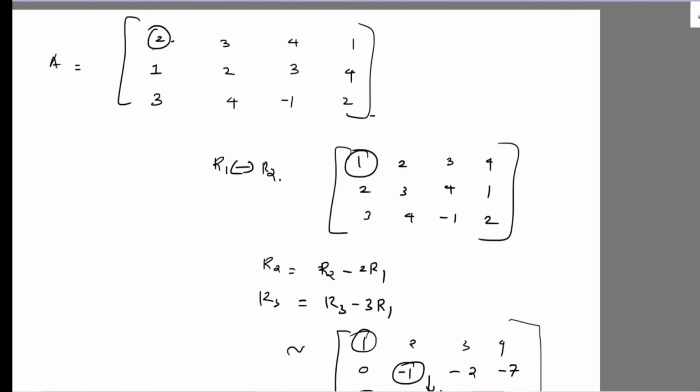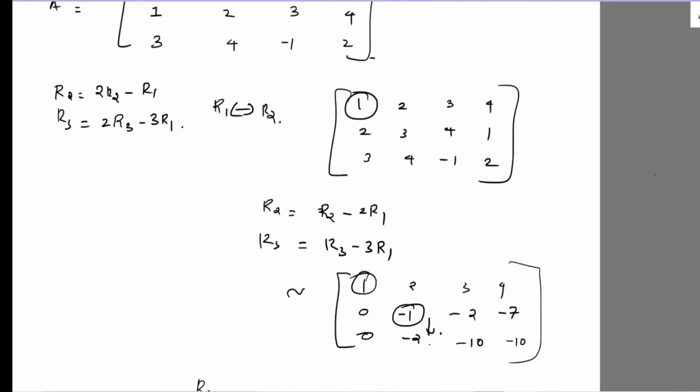Suppose that I am not interchanging R1 and R2. The operations will be R2 equal to R2 minus R1, and for R3 we have to use the operation 2 times R3 minus 3 times R1. That will be the operations if I am not interchanging R1 and R2. Once I interchanged them, the next step is a lot easier than the previous ones, because our leading coefficient is 1, so we can make it 0 using some simple steps.